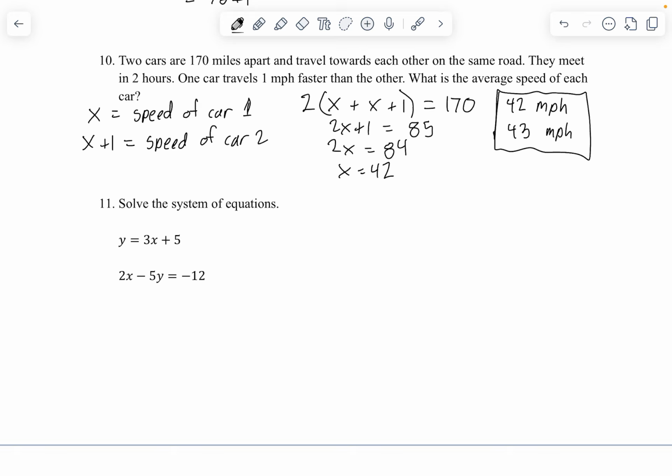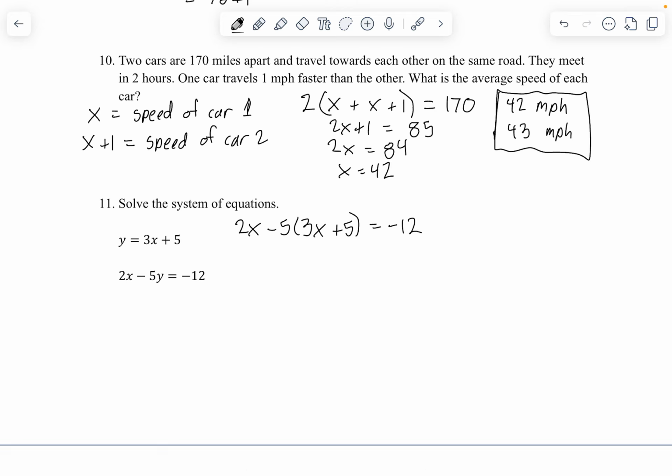Number 11, solve the system of equations. We can solve this system using the substitution method. That would be the easiest method because this first equation is already solved for y. So I can take the second equation and I can replace y with 3x plus 5 and then solve for x. So I get 2x minus 5 times (3x plus 5) equals negative 12.